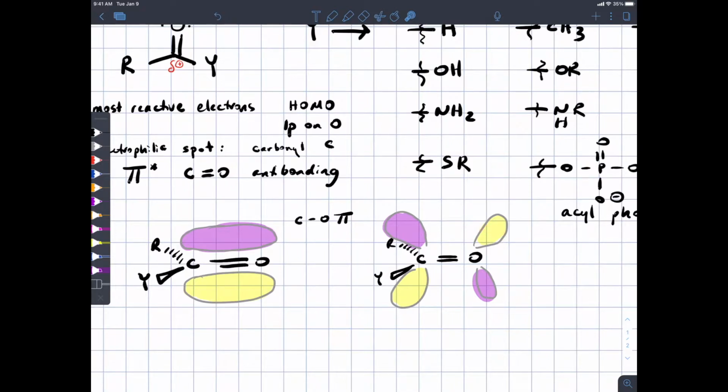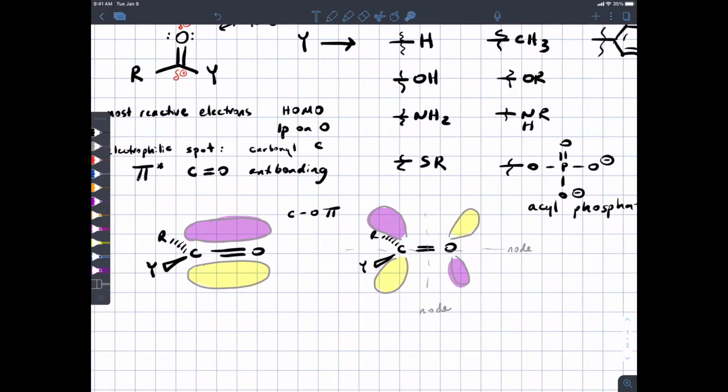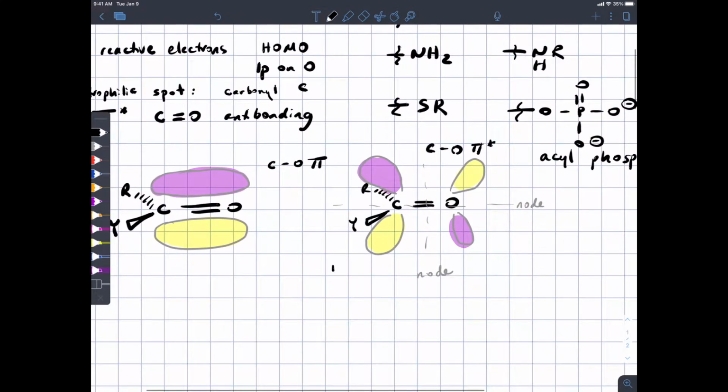You can tell where a node is, that is where the wave function goes to 0, by places where the color switches, where the sign of the wave function switches. And molecular orbital calculations show that most of the pi star is on the carbonyl oxygen. I'm sorry, let me correct that. Most of the pi star is on the carbonyl carbon.